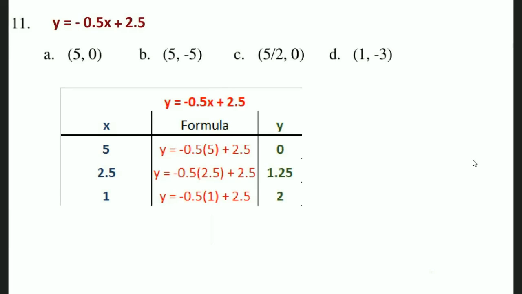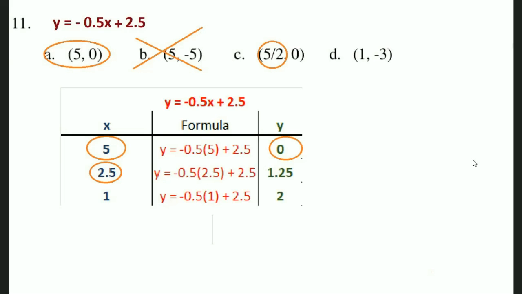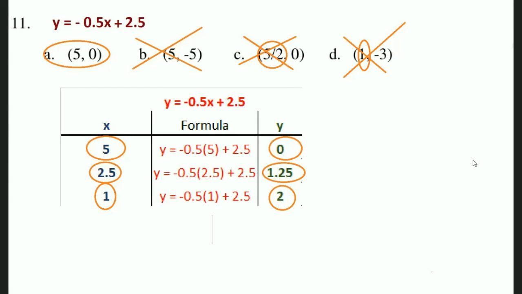So here we are. When I plug in 5, I get 0. So A is the right answer, but B is not, because I only come out with 0 when I plug in 5. C, if I plug in 2.5, I get 1.25. So C is not a right answer. And with D, when I plug in 1, I get 2. So D is also the wrong answer. The only answer that matches number 11 is A.